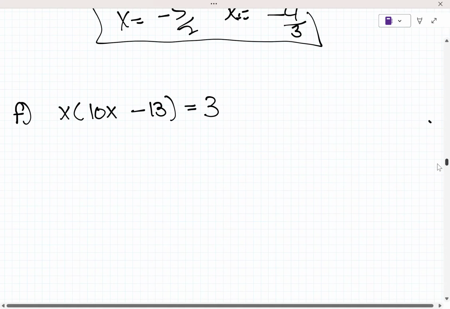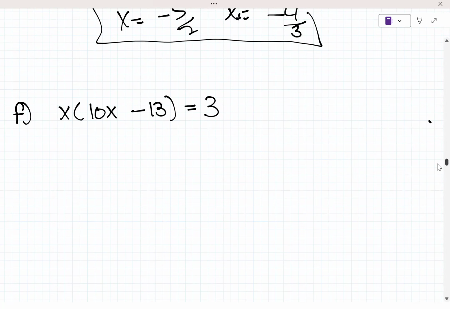Okay, letter F, we have x times 10x minus 13 equals 3. So the first thing I'm going to do is FOIL the left side. So FOIL this out. What's x times 10x? It is 10x squared. What's x times negative 13? Negative 13x, equals 3.